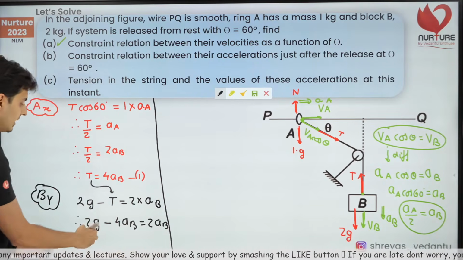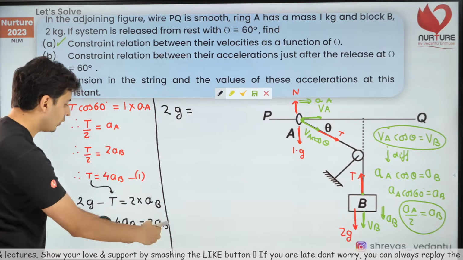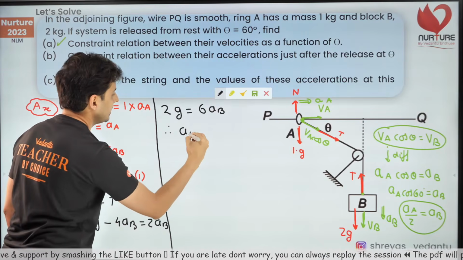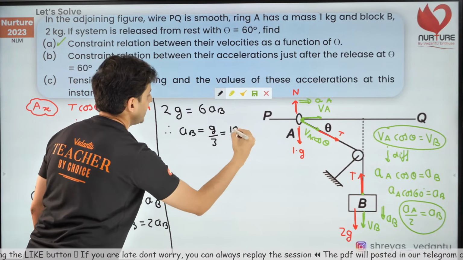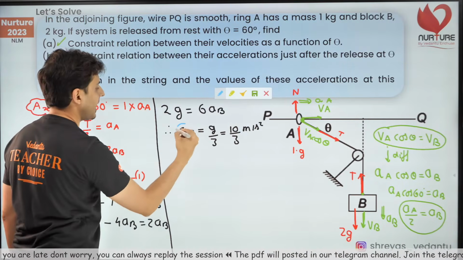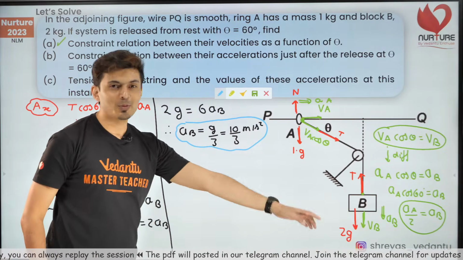Now going ahead, shift this guy over there, you will get 2g is equal to 4 plus 2 is 6 times of aB. Therefore, acceleration of B is nothing but g by 3, which is 10 by 3 meters per second square. So this is the answer that I was looking for. I found out the value of acceleration of B.